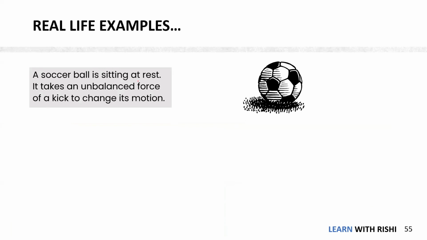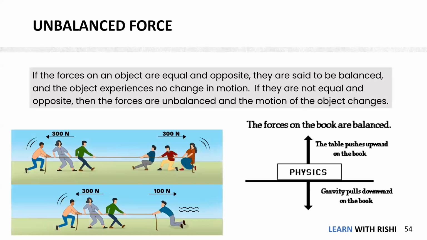A soccer ball is sitting at rest. Now, this is a soccer ball I have kept on the ground. Now, it is at rest. It is still, it is stationary. Now it takes an unbalanced force of a kick to change its motion. Now when I just kick this ball, it will move. So what I am doing, I am applying force, and I am applying unbalanced force. Why unbalanced force? Because we have seen that only when unbalanced force acts on a body does the object move. If we apply balanced force, then there is no change in motion. So only if we apply unbalanced force will there be motion of the object.